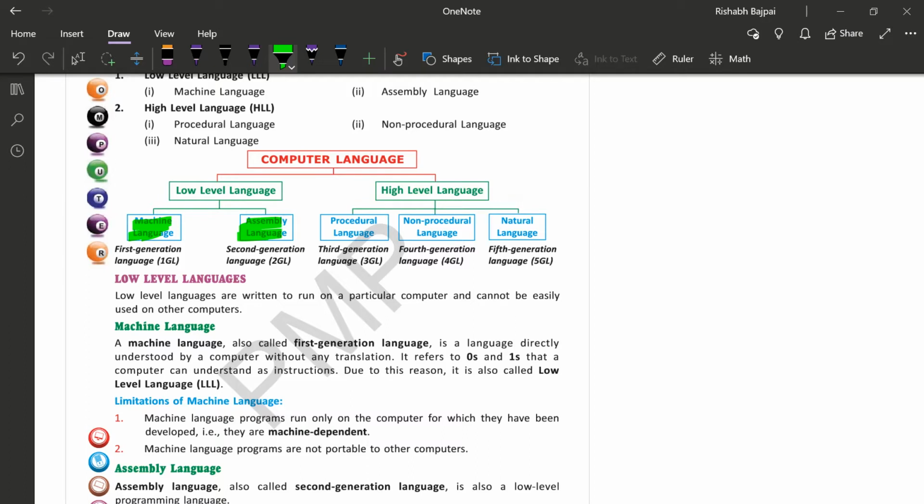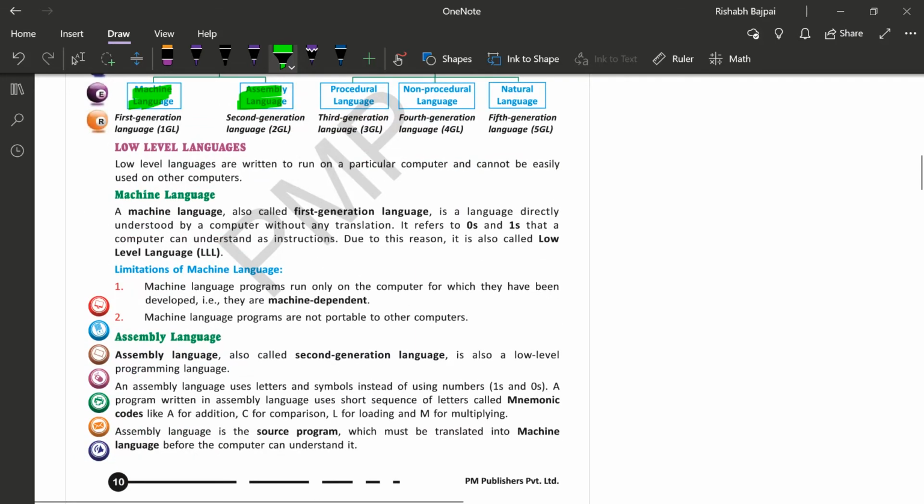Then what happened? In the second generation, we modified our language and we started using a translator, and the language became assembly language. So in the second generation, we started using assembly language, and assembly language is the language which works on a different set of mnemonic codes. Mnemonic codes means, let us suppose that if we have to add something, then we need not write the complete word addition, or we need not write it in the form of zeros and ones.